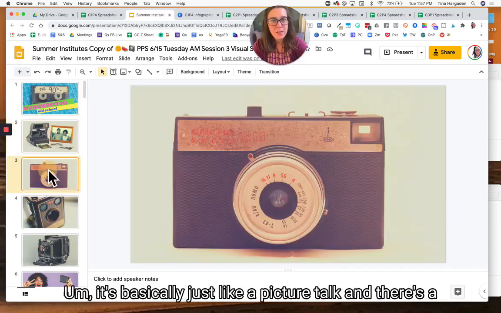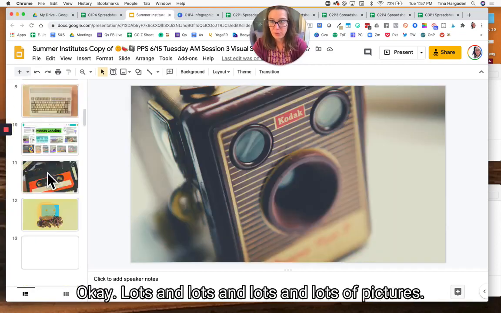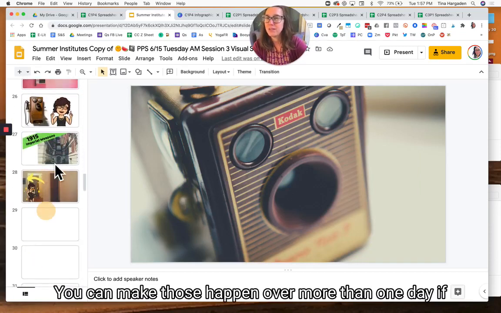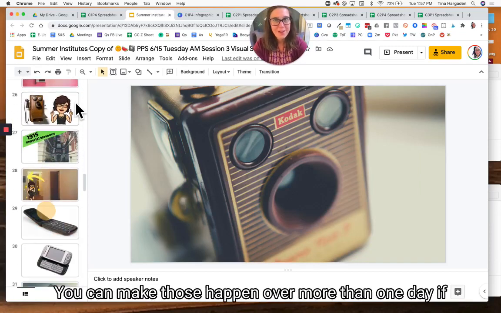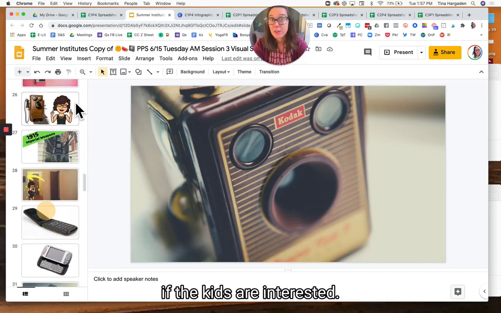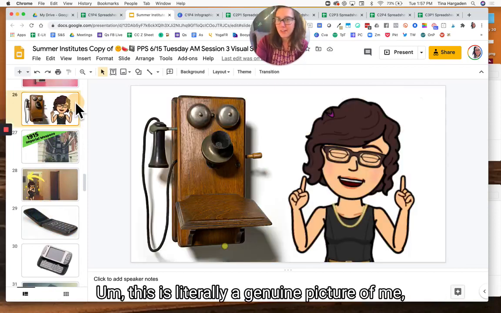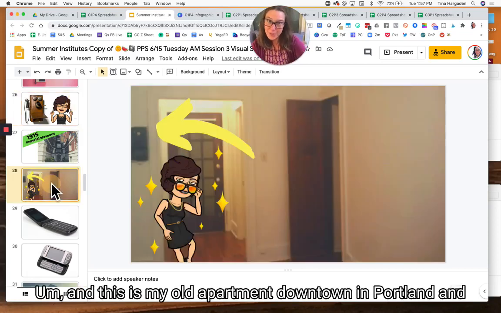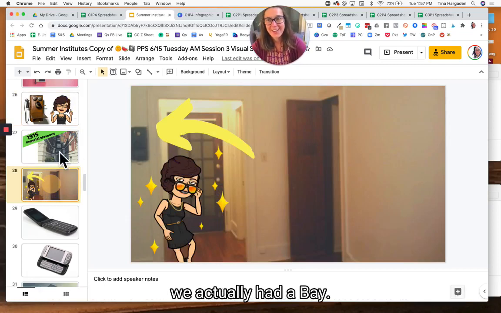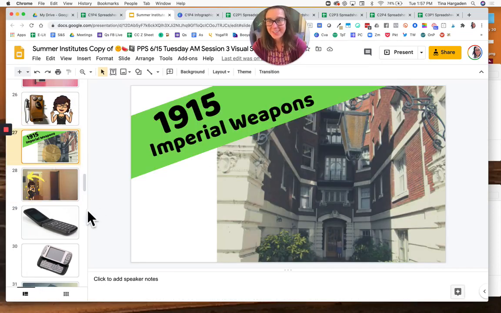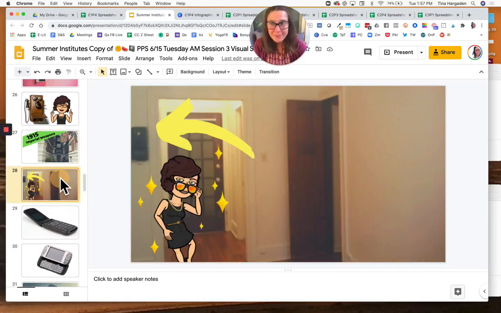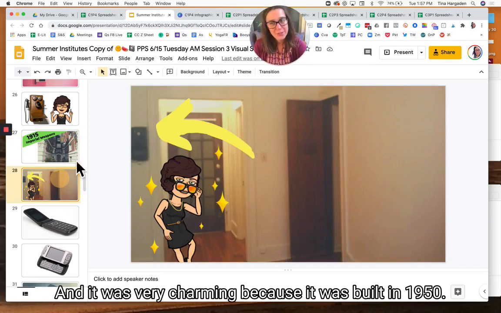It's basically just a picture talk, and there's a lot of them. Lots and lots of pictures. You can delete them. You can make this happen over more than one day if the kids are interested. This is literally a genuine picture of my Bitmoji, and this is my old apartment downtown in Portland. When we first moved here in 1999, that's where we lived for 3 years. It was a really pretty place, and very charming because it was built in 1915.